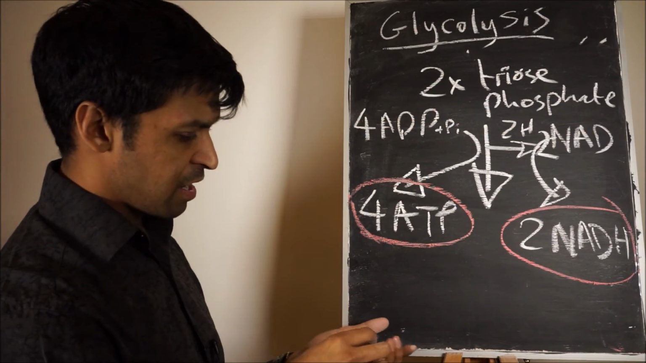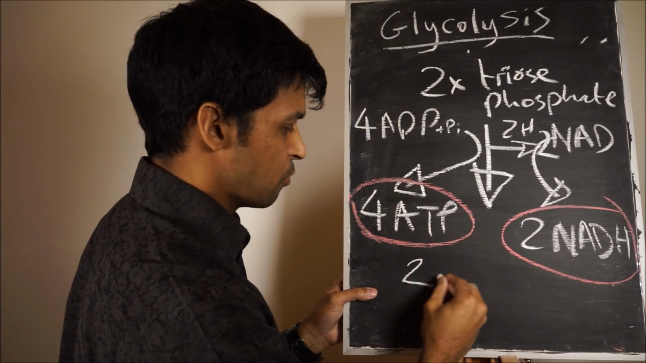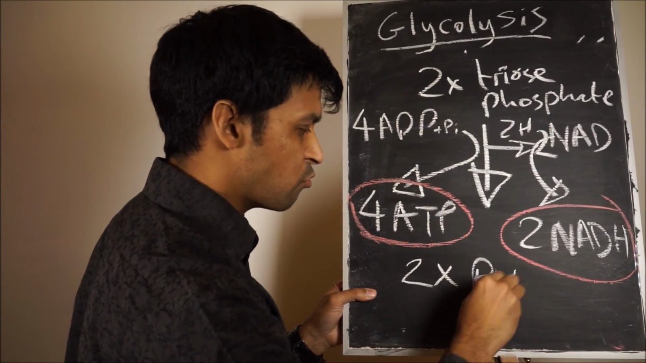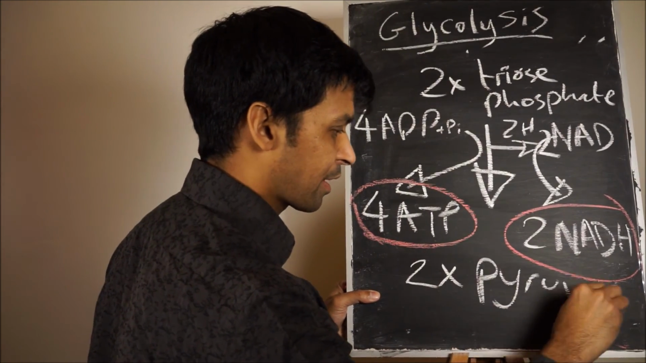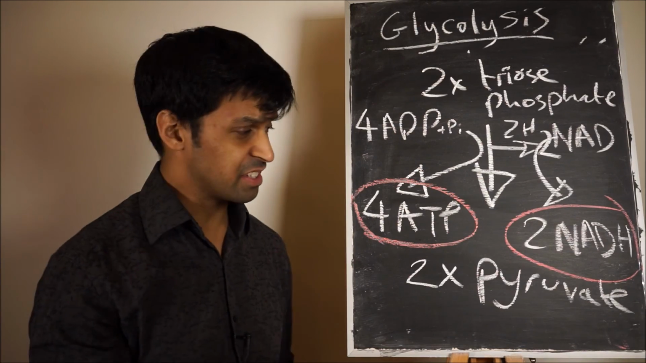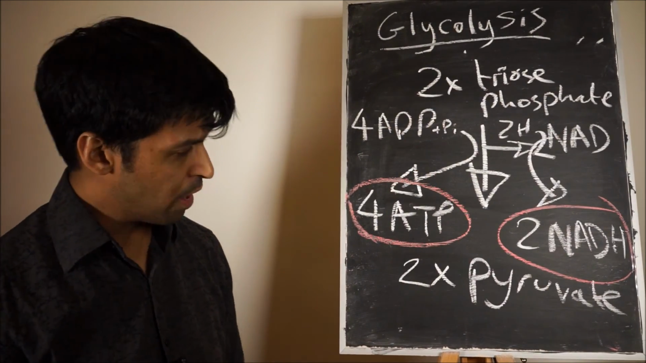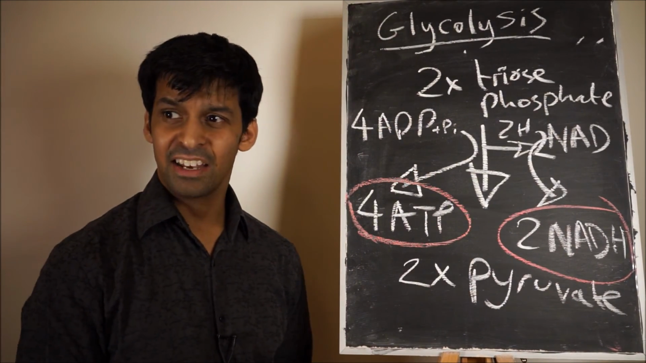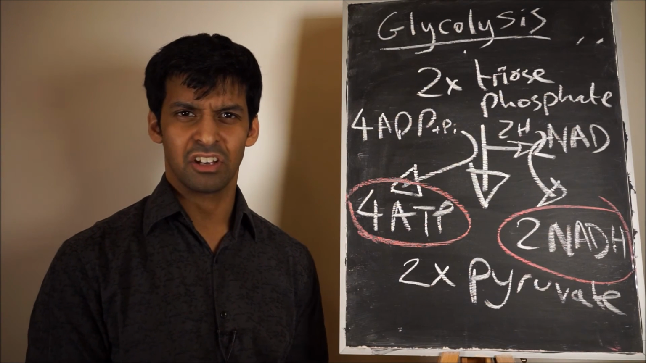Anyway, as this occurs, this turns into two molecules of pyruvate. Pyruvate enters the Krebs cycle, also known as the citric acid cycle, depending on where you're from and what you call it. And that's glycolysis in a nutshell.